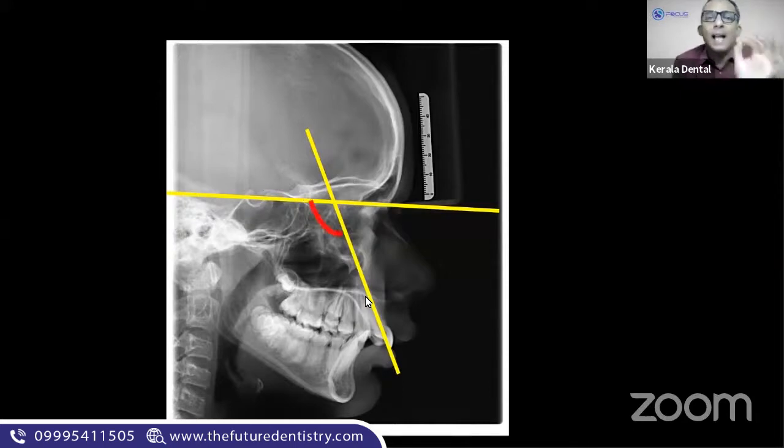Find out this angle. Guys, can somebody come to the chat box and tell me what is a normal value? Let me tell you, there is a value which is considered as normal for the central incisor of a human being.